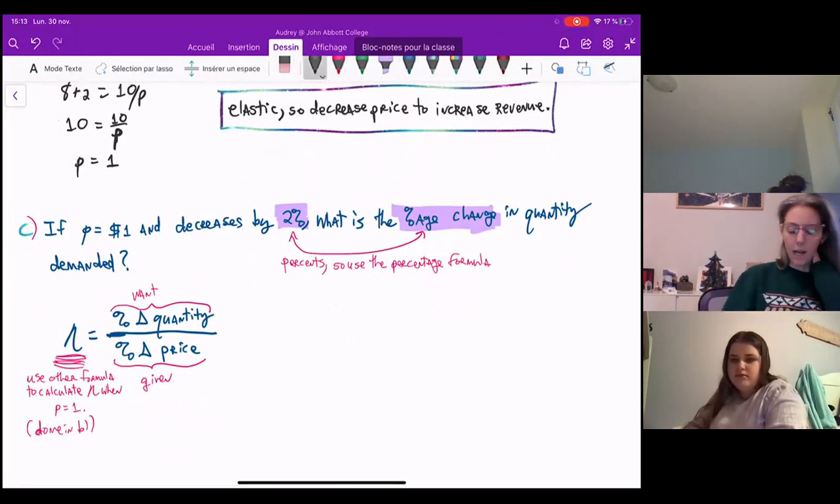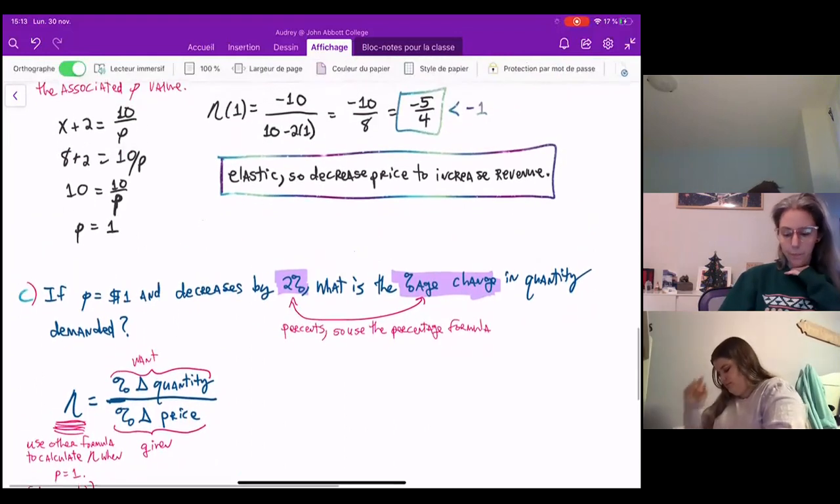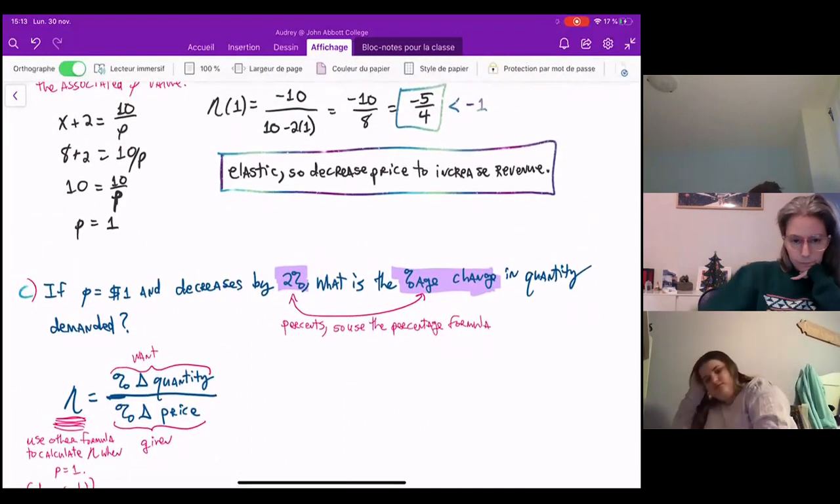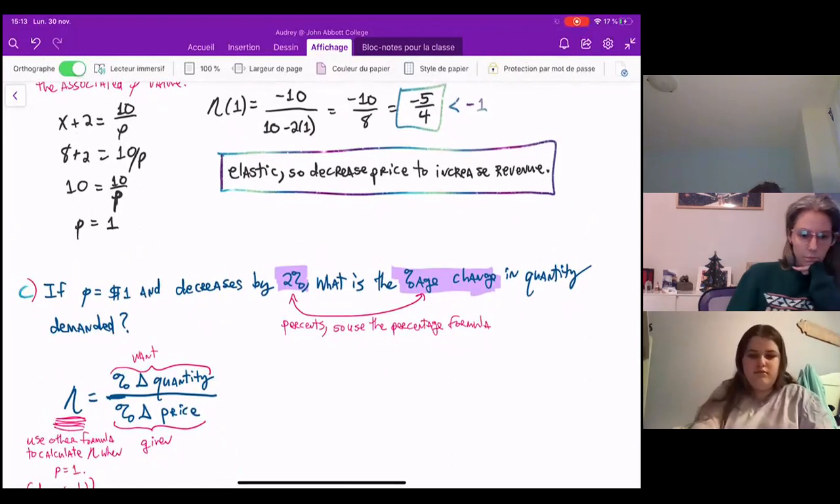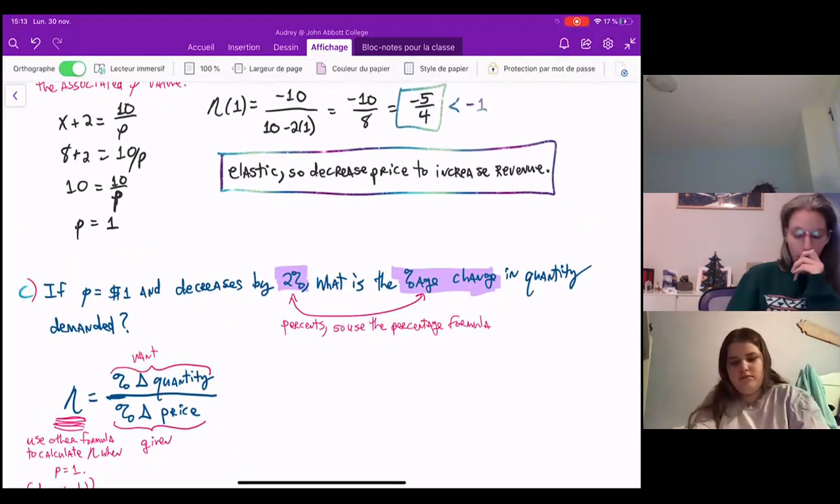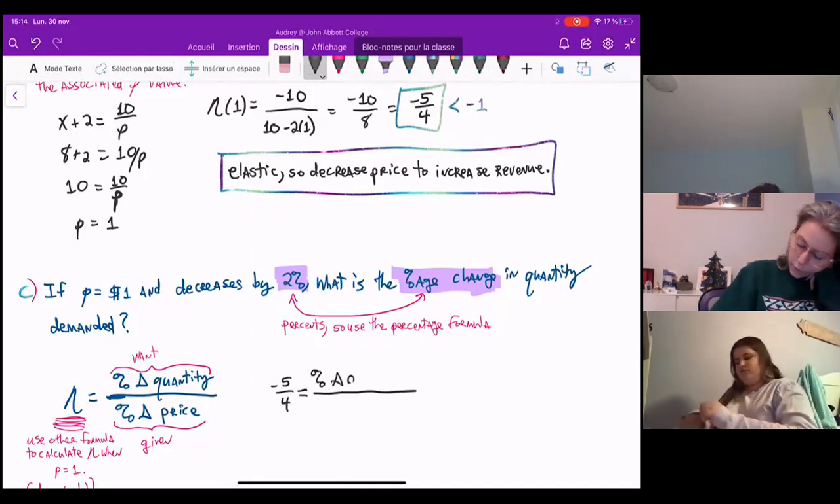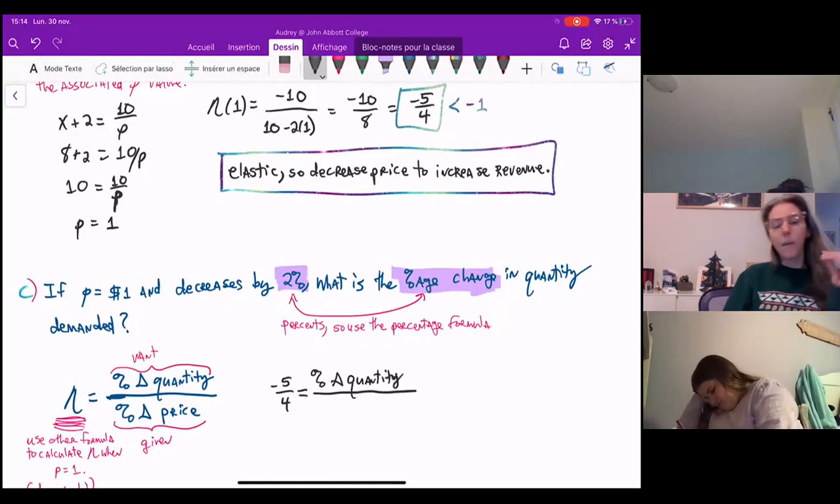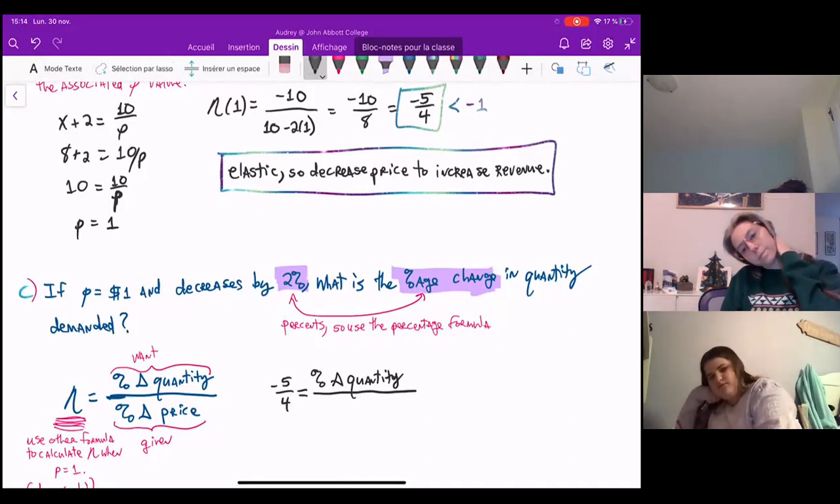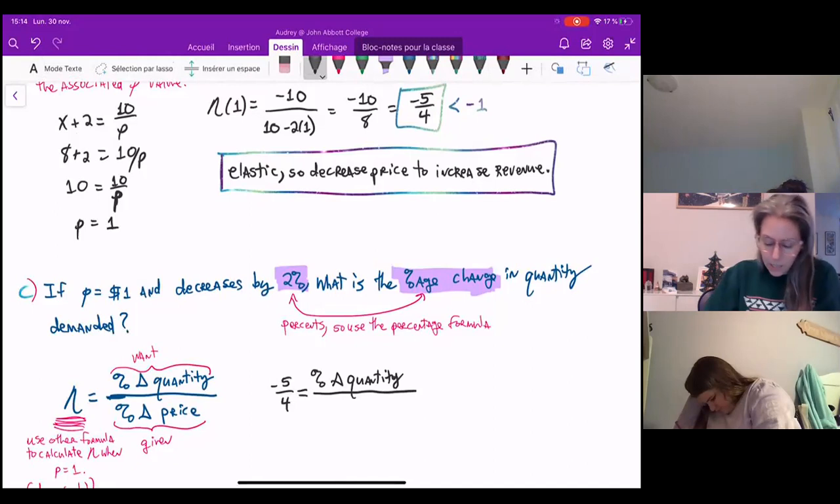So what was eta when P equals 1? -5/4. So I'm going to have -5/4 is equal to the thing that I want, the percent change in quantity, over, am I increasing the price or decreasing the price? I'm decreasing the price. So this is -2.